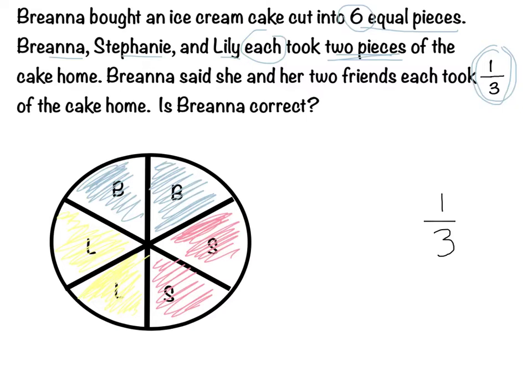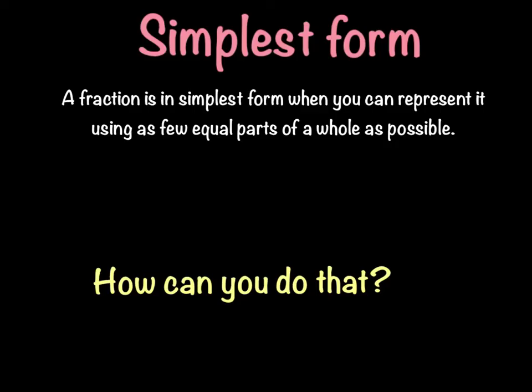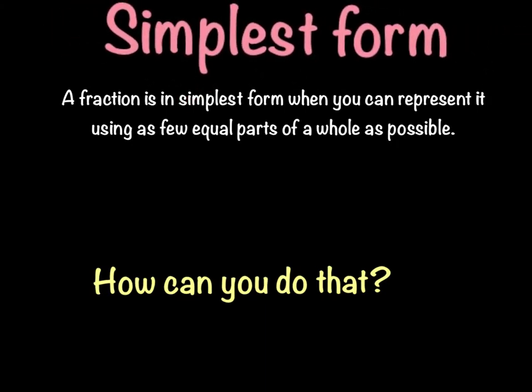Now remember, when we started out, she had 2 out of the 6 parts. She still does, but we can also say that she has 1/3 because 2/6 equals 1/3. They are equivalent fractions, but 1/3 is a simplified fraction. So remember the title of our lesson called Simplest Form? Well, that's what we're learning about today.